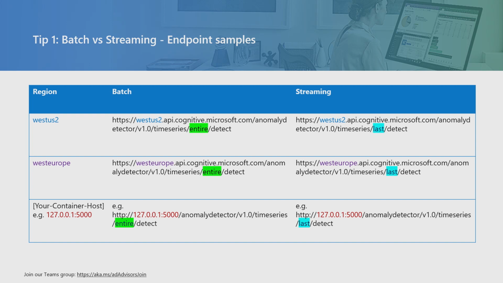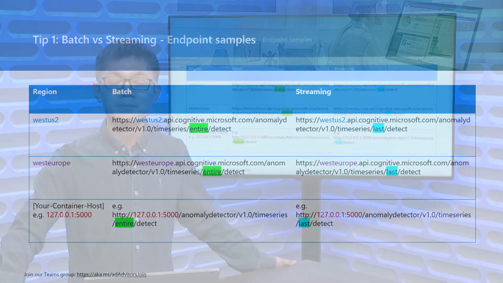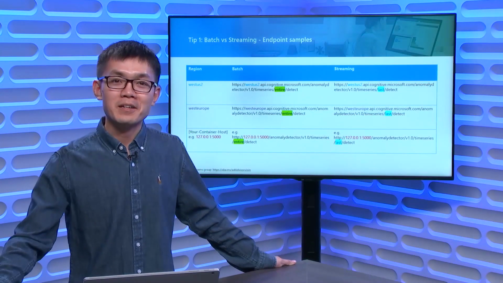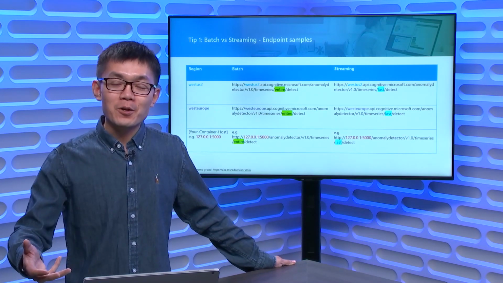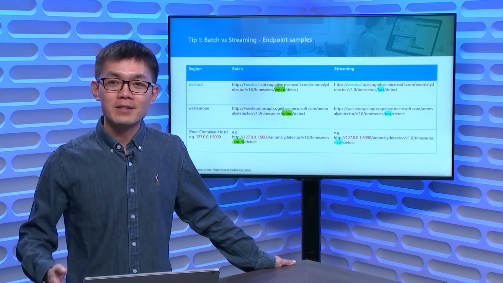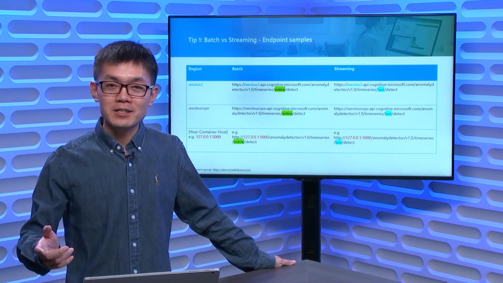Apart from those Azure regions, we also have containers, right? So with containers, you are able to spin up the anomaly detector containers with a local host IP address. It could be your local host or a host that's sitting side by side with your production environment. So anyway, you get an API endpoint with your local host address. And the rest of the URL just resembles the cloud endpoint. Yeah, so that's the first tip. The /last versus the /entire. /entire for the batch scenario, while the /last is for the streaming scenario. That's pretty straightforward, right? Now let's go to the second tip.